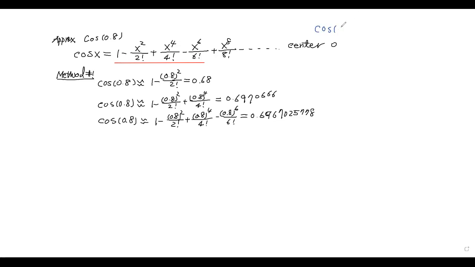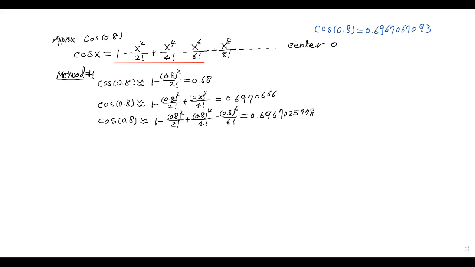Also, if we put in cosine 0.8, make sure you're in radians mode. Cosine 0.8 will be 0.6967067093. Okay, so this is the true value.